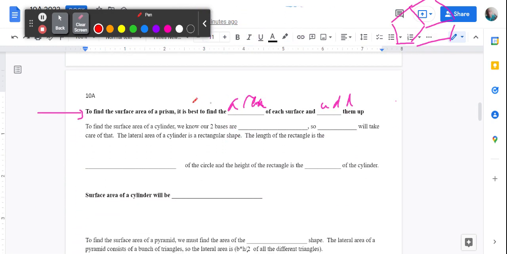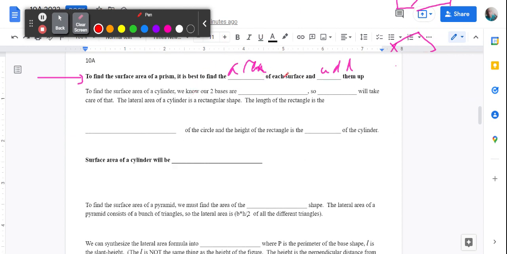So that's that. So we got prisms. The best thing to do is find the area of each surface and add them up. It's not the only way, but in my experience, it's the best way. To find the surface area of a cylinder, again, we could just find the area of each thing and add them up.